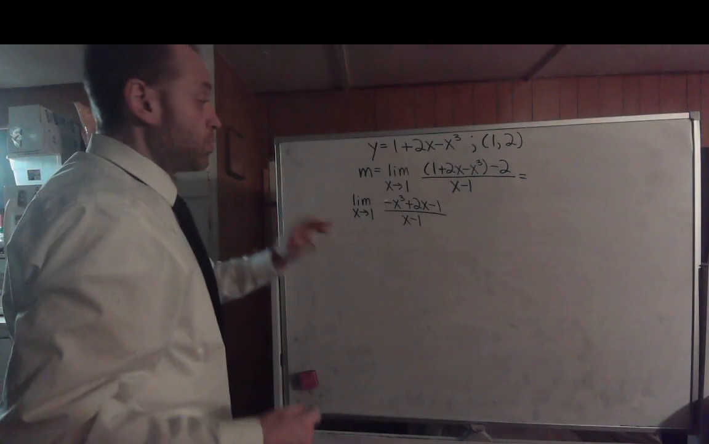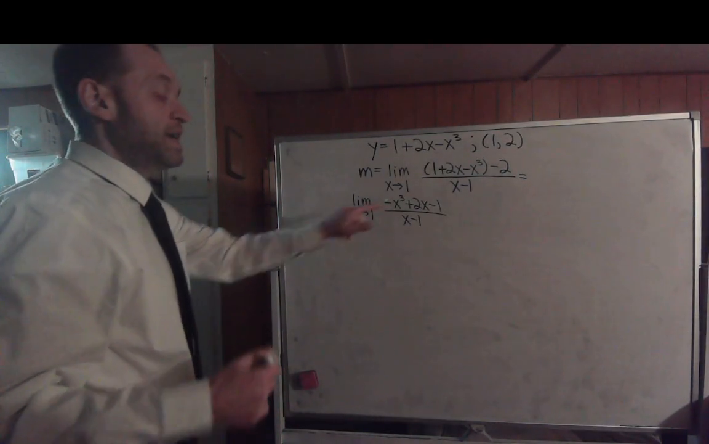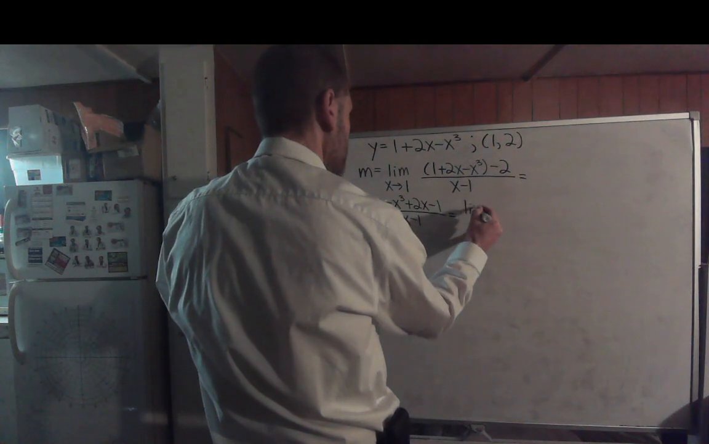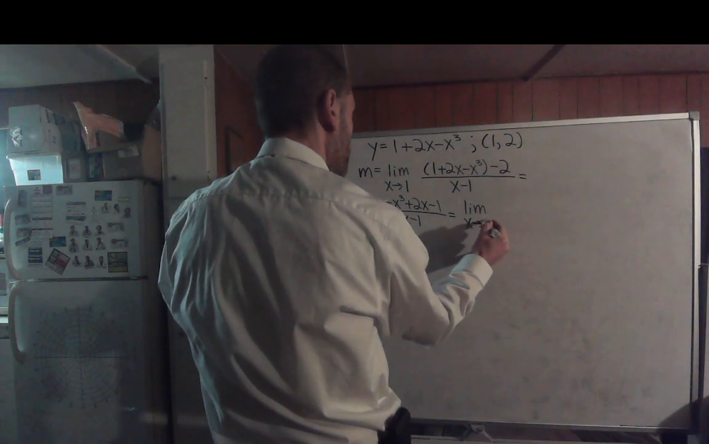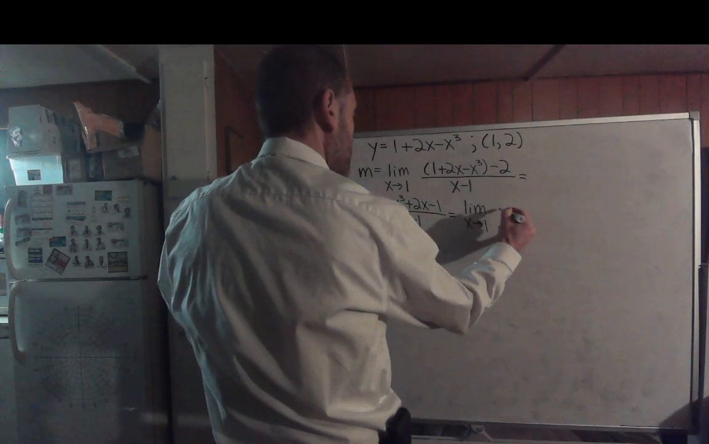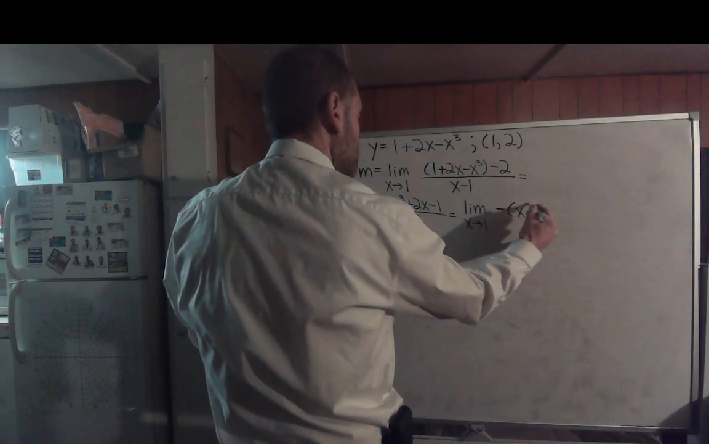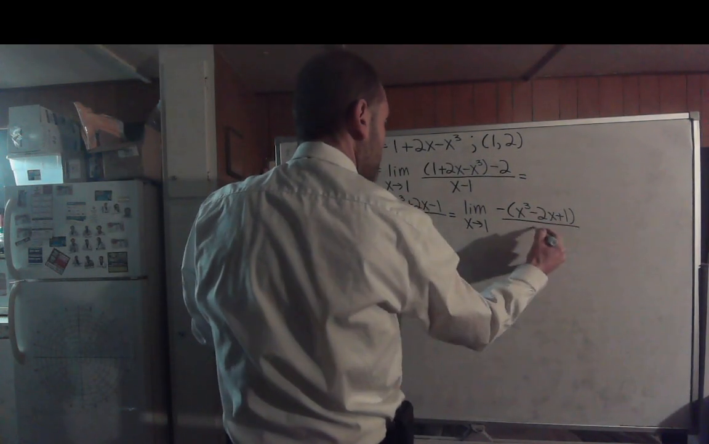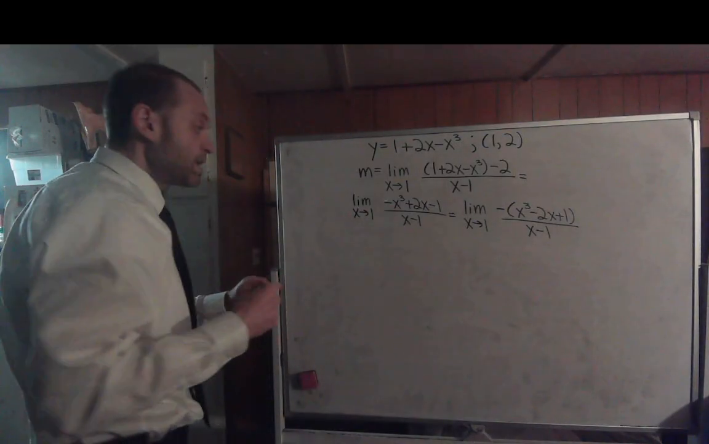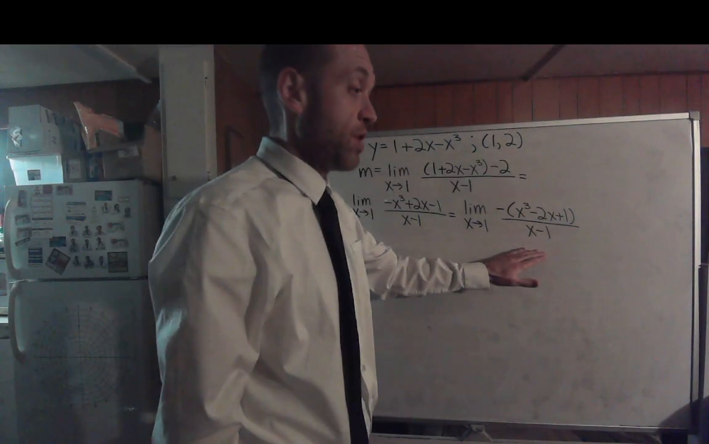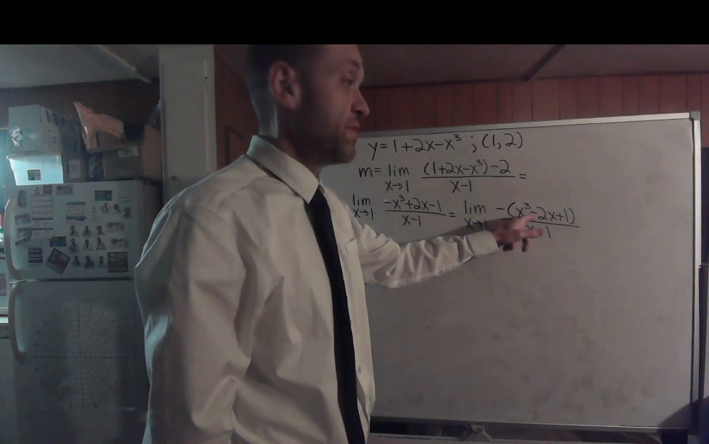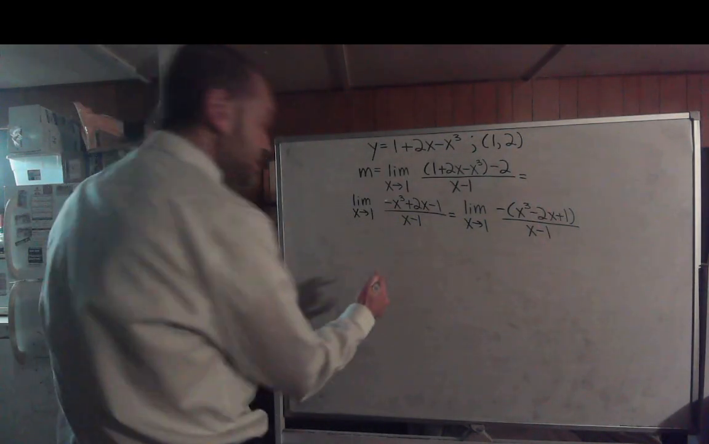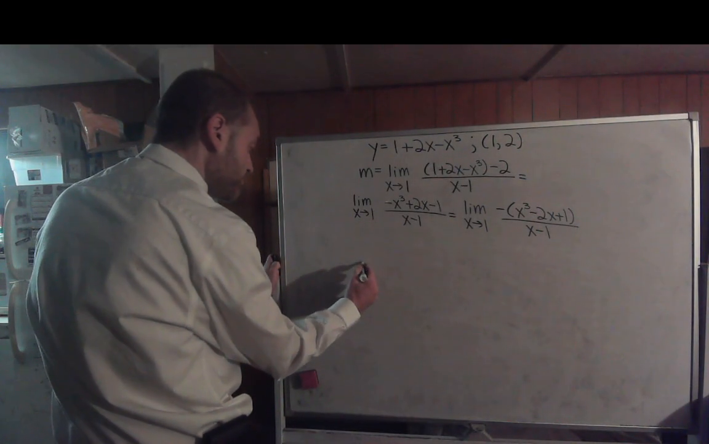Well, what I would suggest first, factor out a negative 1 from your numerator. So this would turn into the limit as x approaches 1 of the negative of the quantity of x cubed minus 2x plus 1 divided by x minus 1. Now, if we've done everything right, we should be able to use synthetic division to cancel out an x minus 1. Let's go ahead and do that synthetic division real quick.